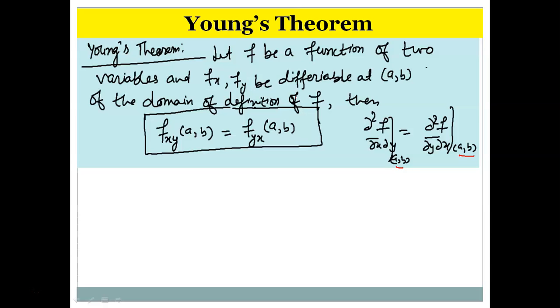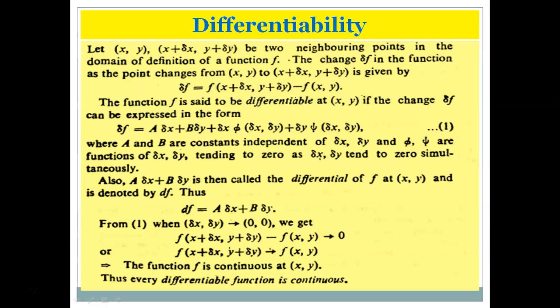Now we have already discussed the concept of differentiability of a function, so again we recall the definition here. When do we say that a function is differentiable at a certain point? Particularly here we are discussing functions of two variables. Let (x, y) be any point, and (x plus delta x, y plus delta y) be a neighboring point in the domain of definition of f.